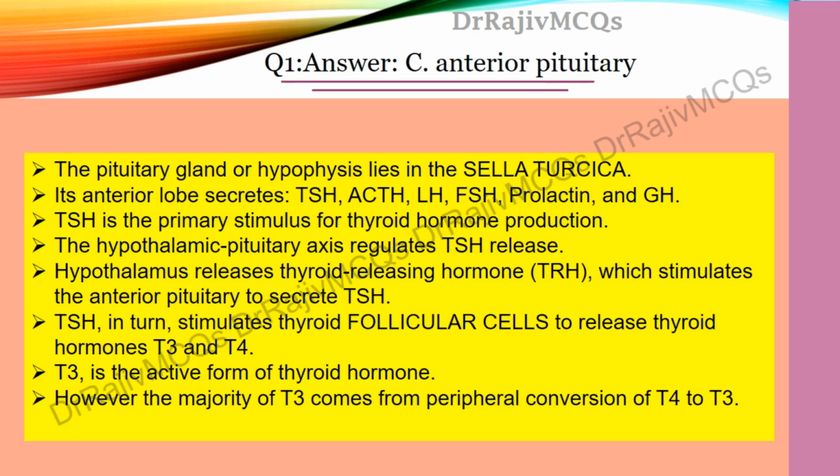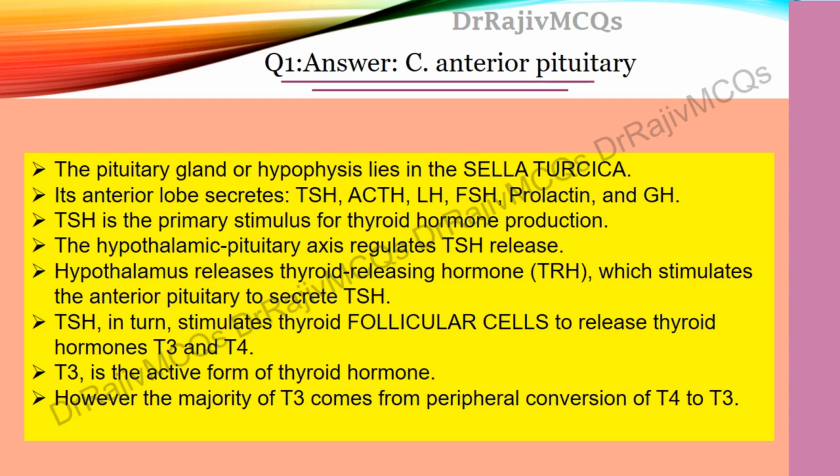Thyroid stimulating hormone is the primary stimulus for thyroid hormone production by the thyroid gland. The hypothalamic pituitary axis regulates TSH release. Neurons in the hypothalamus release TRH or thyrotropin releasing hormone, which stimulates thyrotropes of the anterior pituitary to secrete TSH. TSH in turn stimulates thyroid follicular cells to release thyroid hormones in the form of T3 and T4.